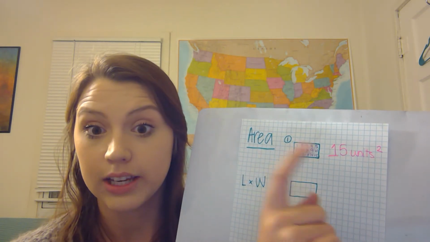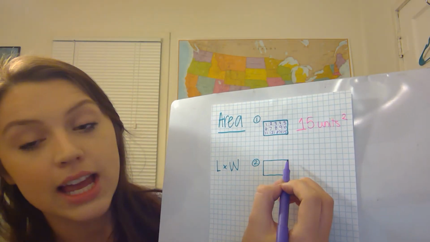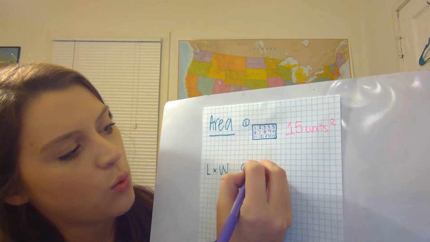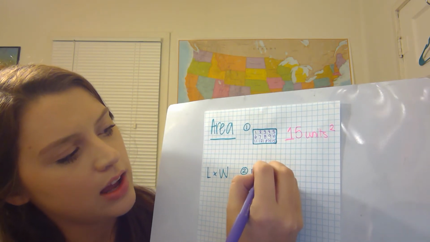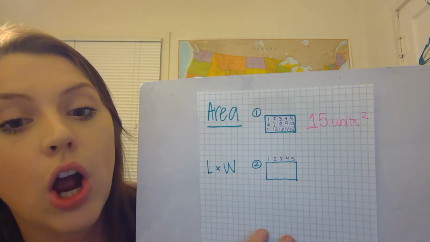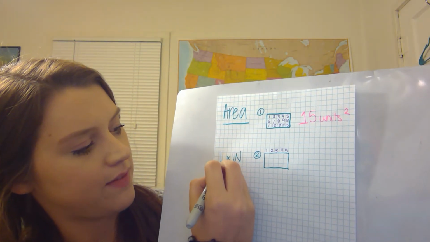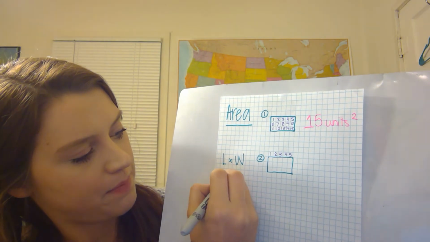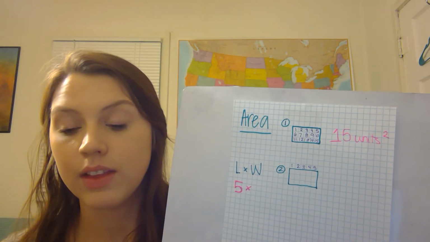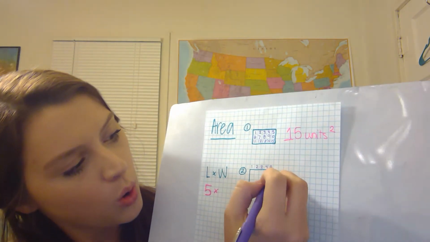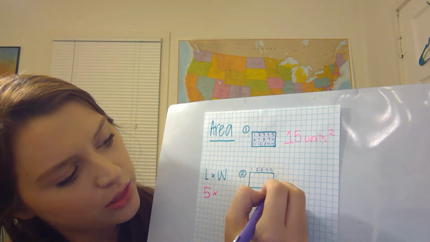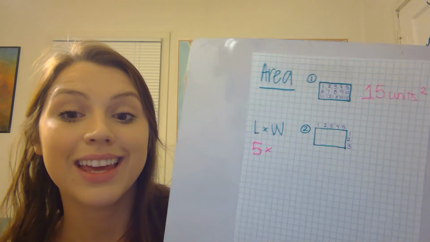But say it's bigger and you want to use the equation so that you don't have to count every single little box. Let's do it here. The length, remember, is on top. Let's count that. 1, 2, 3, 4, 5. Our length is 5. Okay. Now let's count our width. 1, 2, 3. Our width is 3.